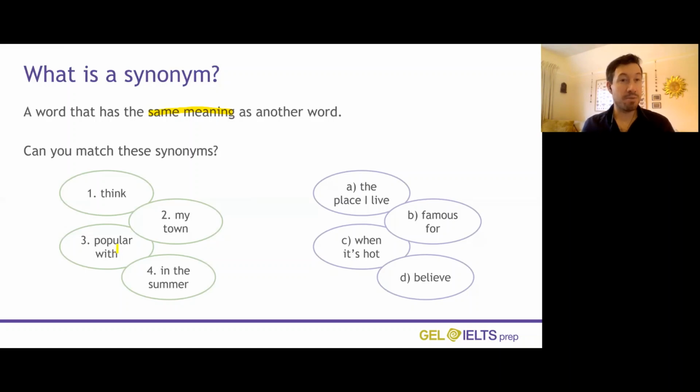Okay, we've got first the word think, and we can match think to the word believe. They have the same meaning. Then my town can match to the place where I live, or the place I live. They are synonyms. We've got popular with or famous for. They're also synonyms. And then we've got in the summer and when it's hot. They are synonyms as well. So they have the same meaning.